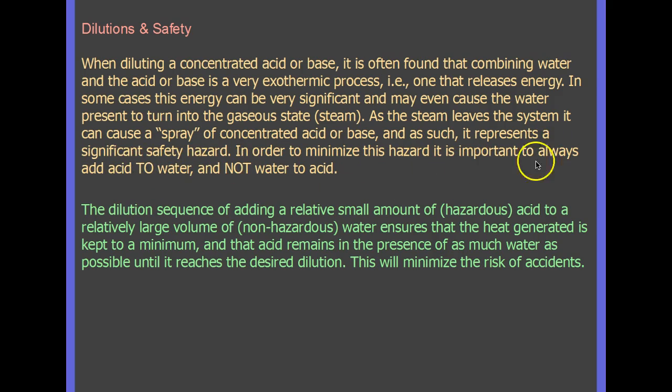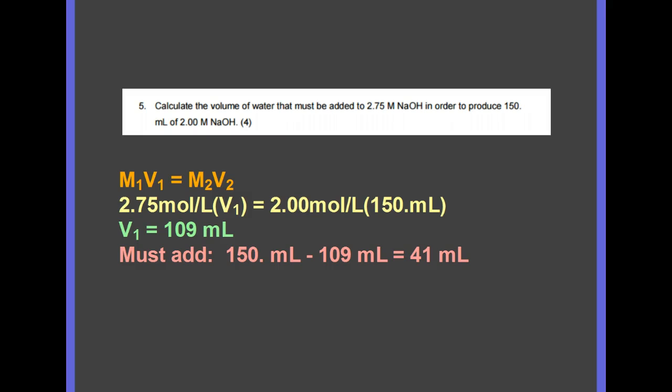In order to minimize this hazard, it is important always to add acid to water and not water to acid. The dilution sequence of adding a relatively small amount of hazardous acid to a relatively large volume of non-hazardous water ensures that the heat generated is kept to a minimum and that the acid remains in the presence of as much water as possible until it reaches the desired dilution. This will minimize the risk of accidents.